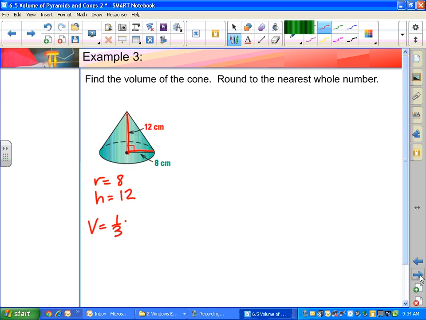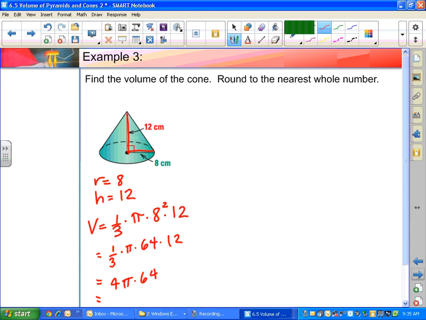Volume is equal to 1/3 times pi times the radius squared times the height, which is 12. So that's going to be 1/3 times pi times 64, which is 8 squared, times 12. Now think, what's going to be the easiest to multiply together first? I know that 3 divides evenly into 12, so I'm going to do 1/3 times 12 first. It's all multiplication, so I'm allowed to do that. 1/3 of 12 is 4. So we have 4 pi times 64.